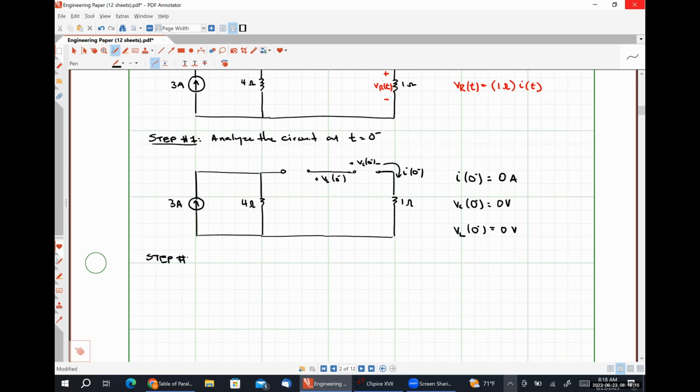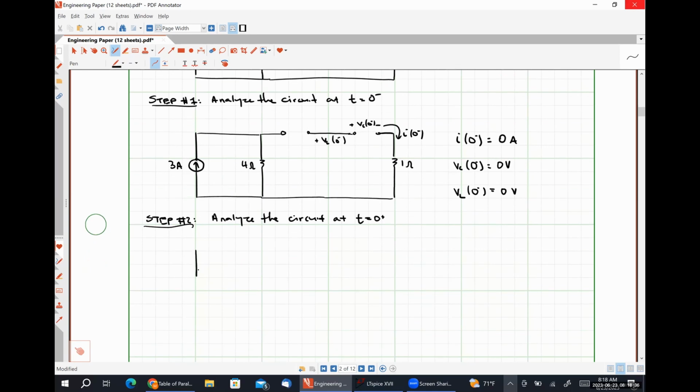For step number 2, we are going to analyze our circuit at t is equal to 0 plus. So at t is equal to 0 plus, our switch is now closed. So we're going to have our 3 amp source here in parallel with our 4 ohm resistor. Our switch is closed.